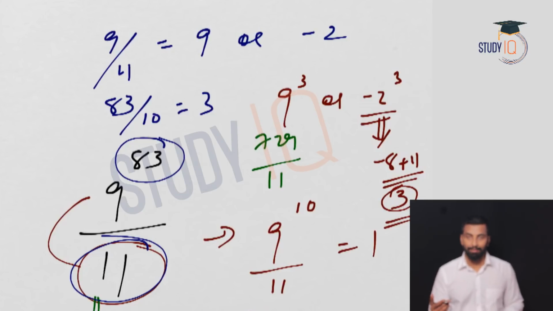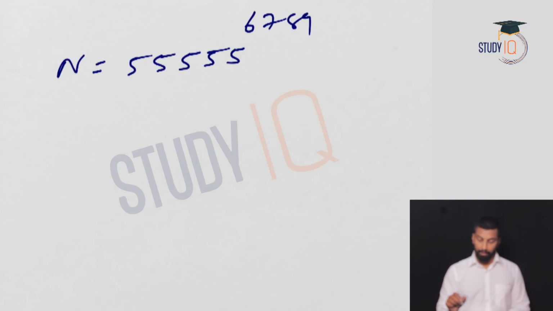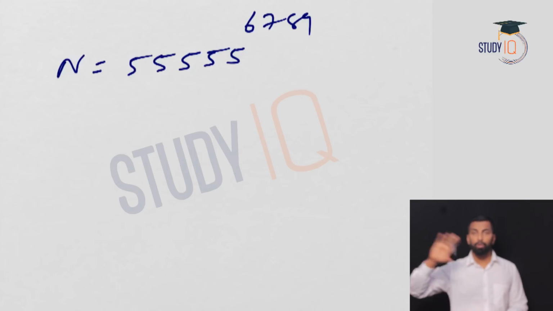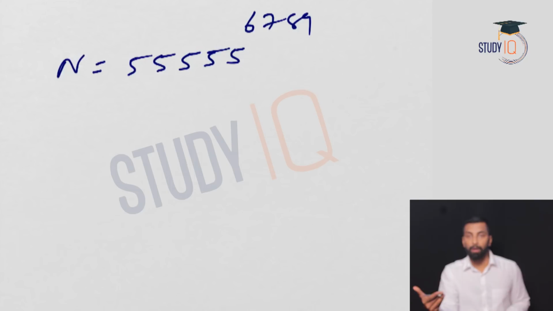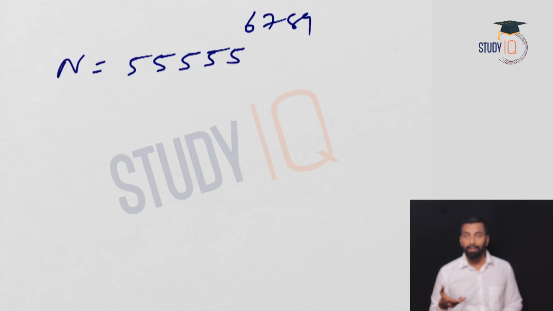Now let's suppose you have a question. I have a number n equal to 55555 raised to 6789. Okay, that's a huge number. So let me make a story out of it. That's how you can make a question. You have a number which can't even be written on the board. It is very difficult to write, right? So you don't know what this number is, in fact.